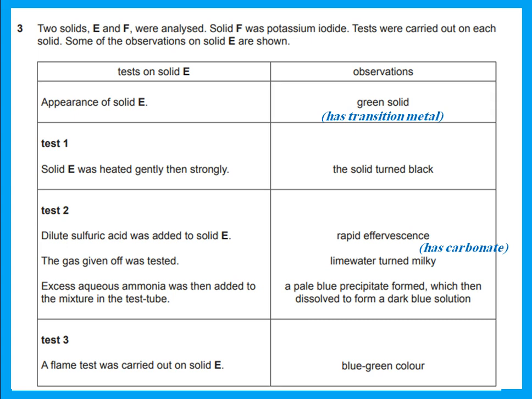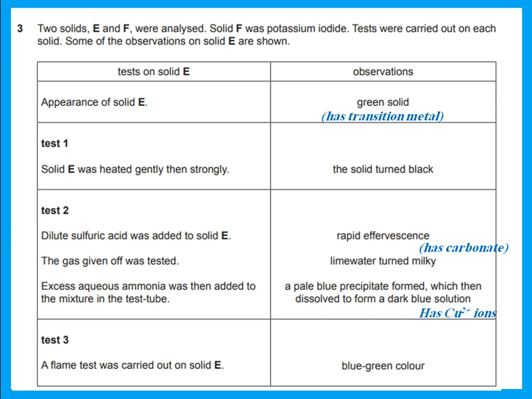Then he says excess aqueous ammonia was added to the mixture. What did he get? A pale blue precipitate, which dissolved to form a dark blue solution. Which ion with aqueous ammonia will give a pale blue precipitate that dissolves to form a dark blue solution? You should realize that this is the test for copper 2. So this means that we have copper 2 ions.